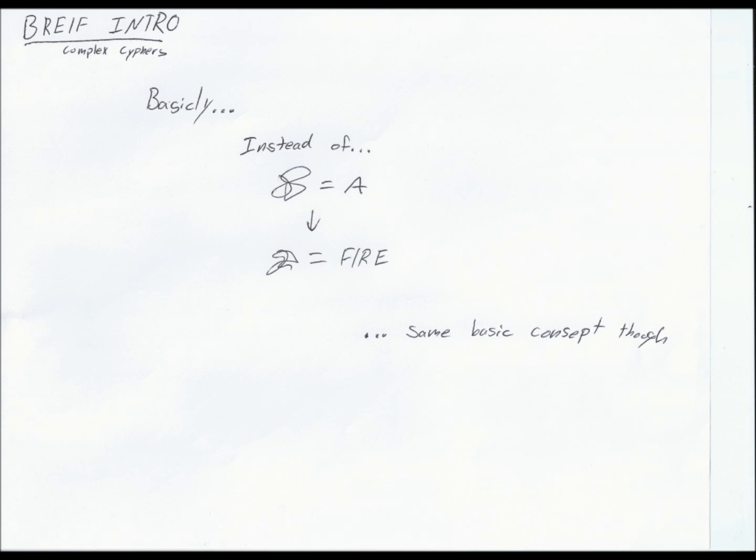Basically, a complex cipher is just, instead of a symbol meaning a letter, a symbol is a concept. You can see this in the Japanese language where they have those kanji, where a symbol is like for fire or water or whatever, and it's just one symbol, but it means an entire word. That's basically a complex substitution cipher. It's the same basic concept, though, because you're substituting a symbol for a thing, and that's basically how substitution ciphers work.